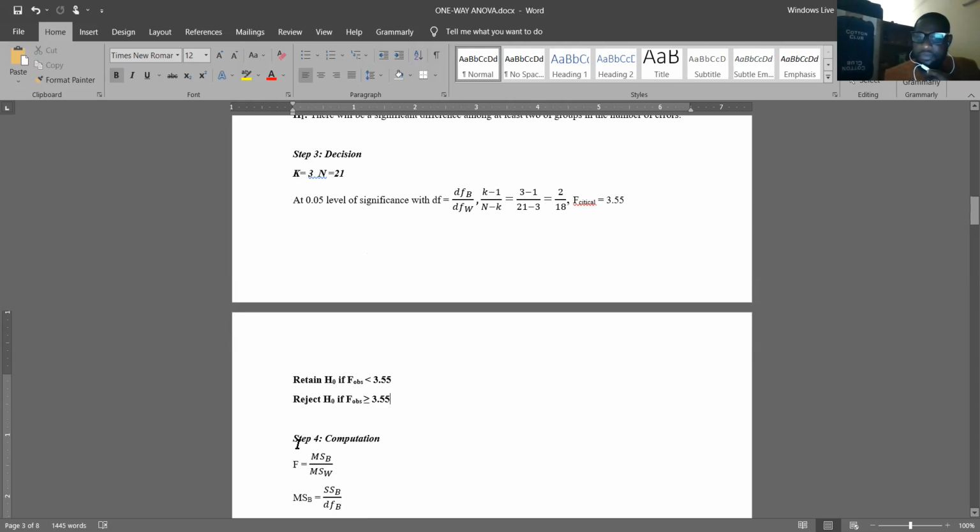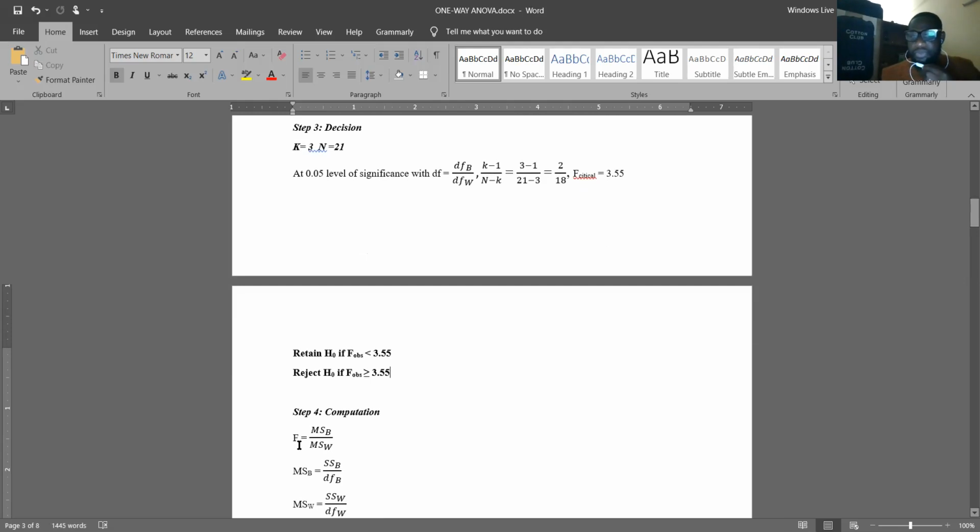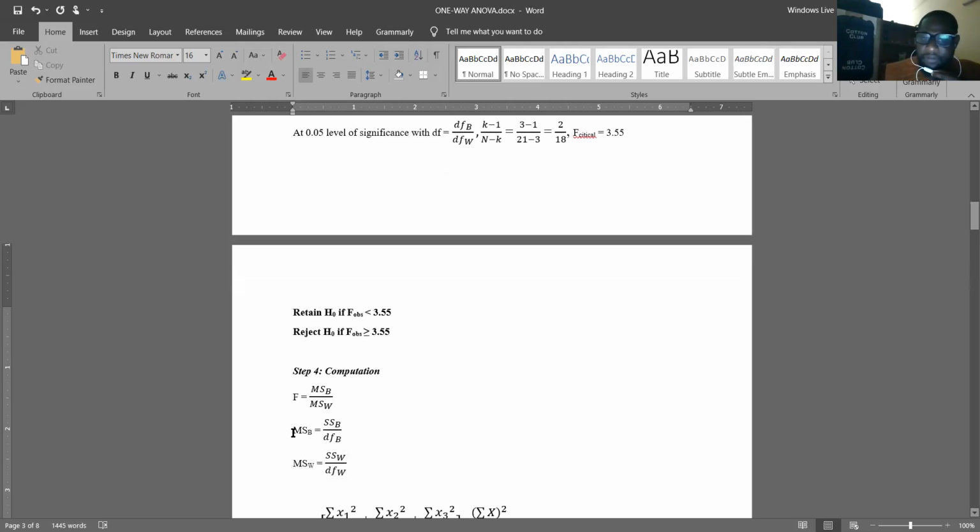Step 4. At step 4, that'll be where we compute the F observed. The formula for F is mean square for between over mean square for within. Then you might ask yourself, what is mean square for between? All these formulas will be provided. The formula for mean square for between is sum of squares for between over degree of freedom for between.